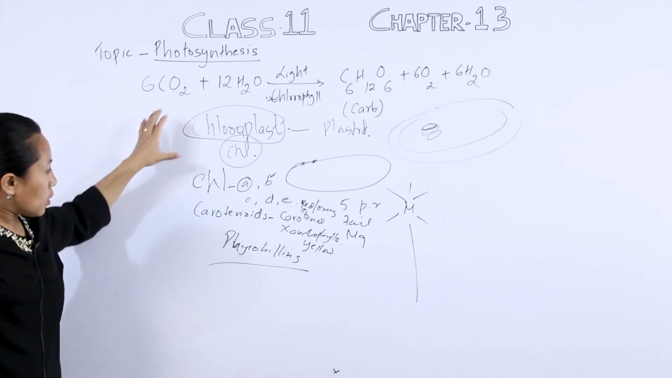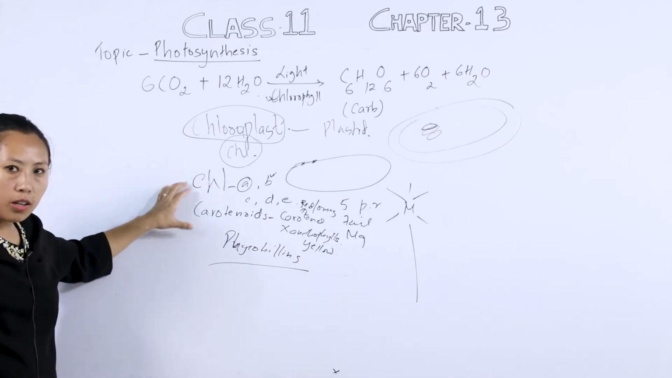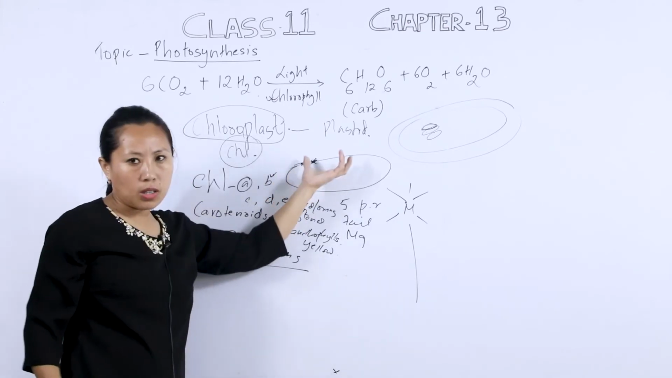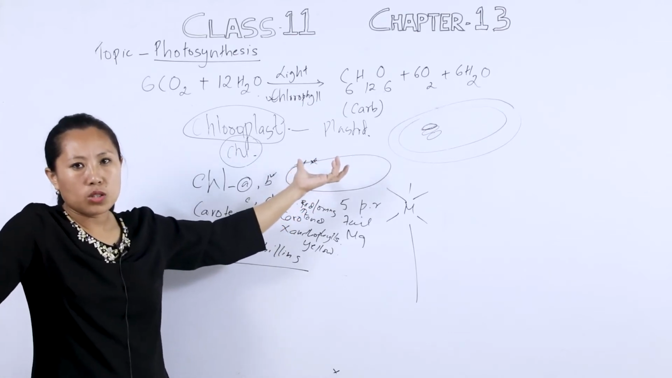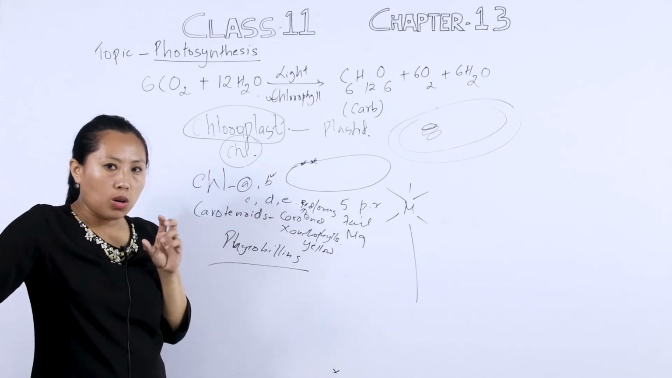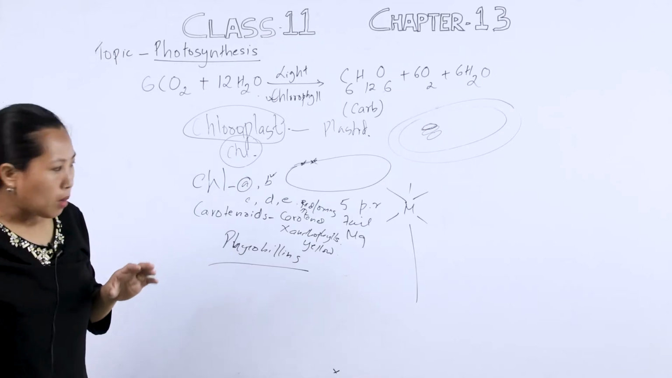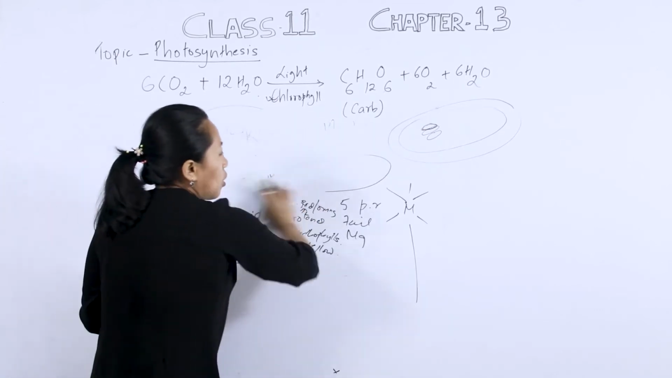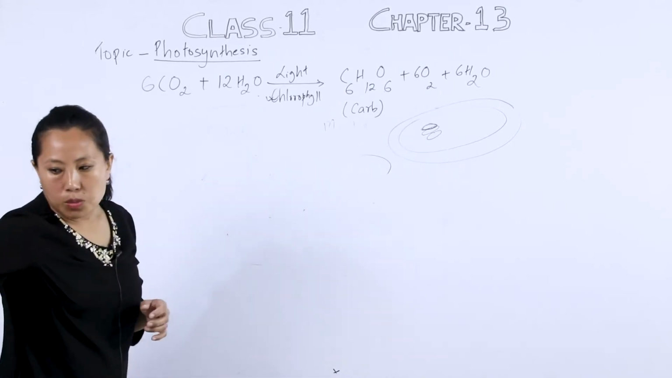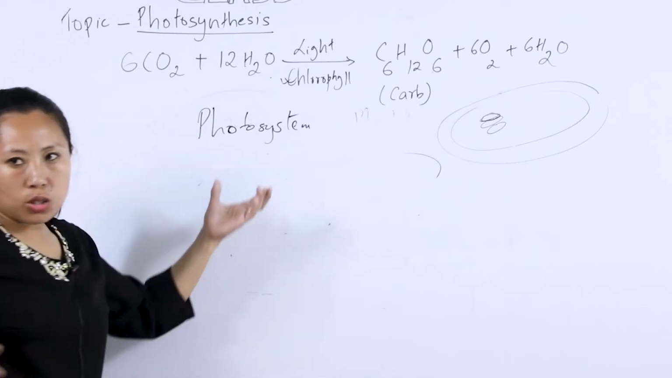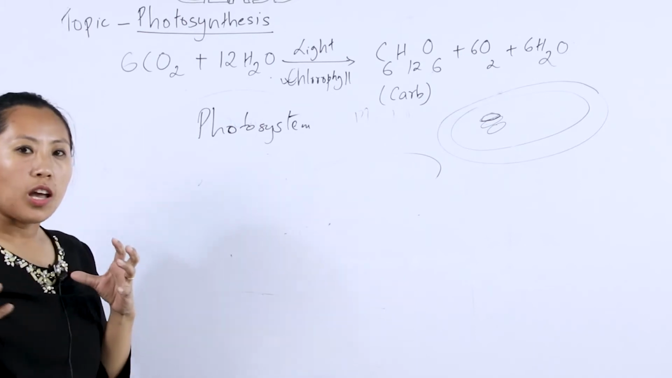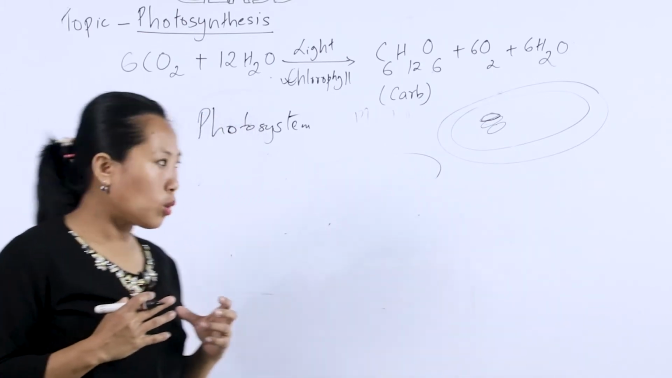Okay, so these pigments, chlorophyll, carotenoids and phycobilins, are present on the membrane of the thylakoids, but they are not randomly arranged on the membrane. They are arranged in certain groups or units, an organized collection of pigments, and these groups or units are termed a photosystem.